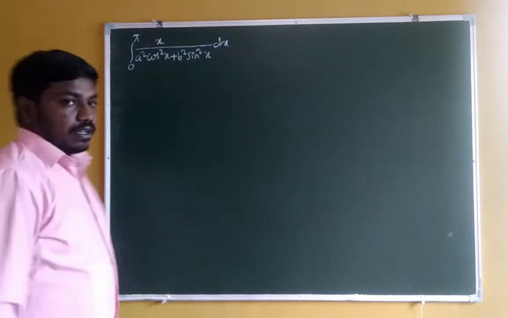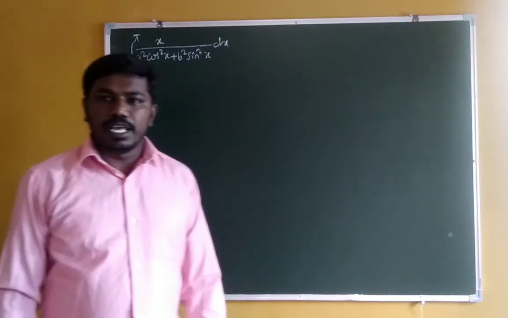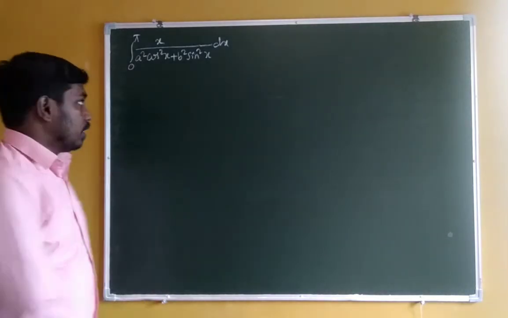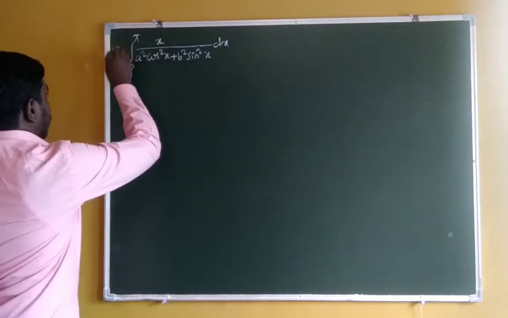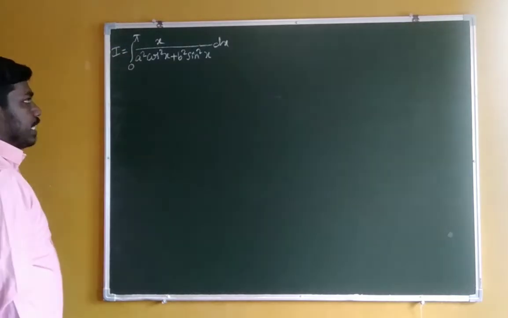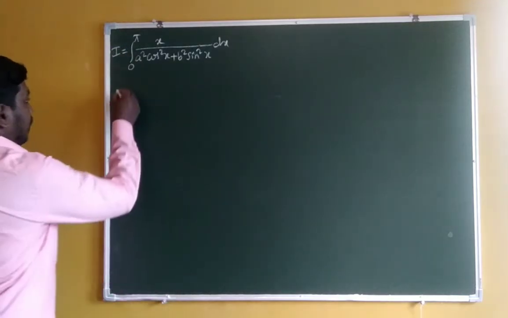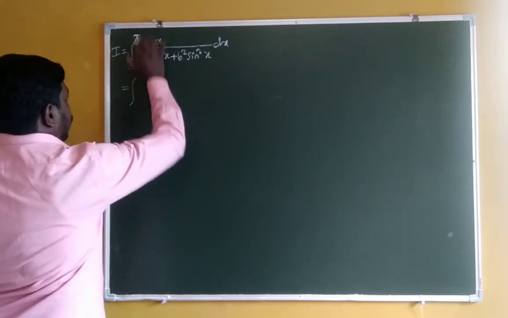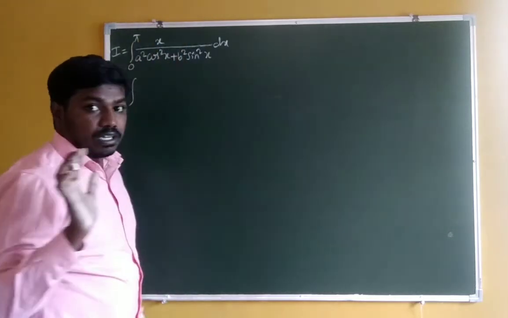The next question. Integration from 0 to pi of x divided by a cos square x plus b sin square x into dx. So this is denoted as I. So the limits are 0 to a, apply the property: f of x is the same as integration from 0 to a of f of x into dx.